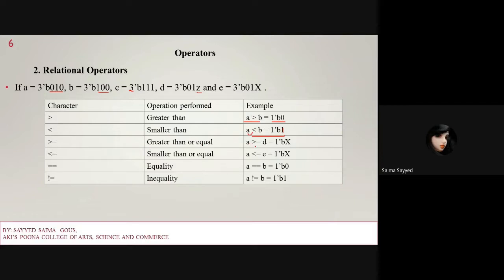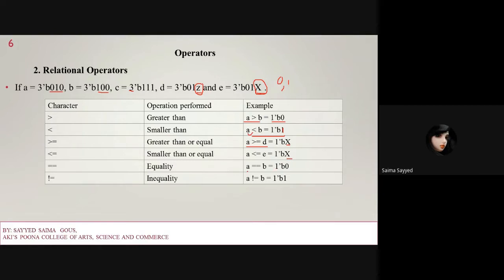So A is greater than or equal to D. Is it right? A is greater than D? No, we don't know the value. Here it is representing Z, so we cannot find it. So we can write it as X, that is unknown. We don't know. Then E. Again here, this X represents an unknown value. It can be 0 or it can be 1. We don't know what this particular value is. So here we have to write 1-bit X. That is also unknown.